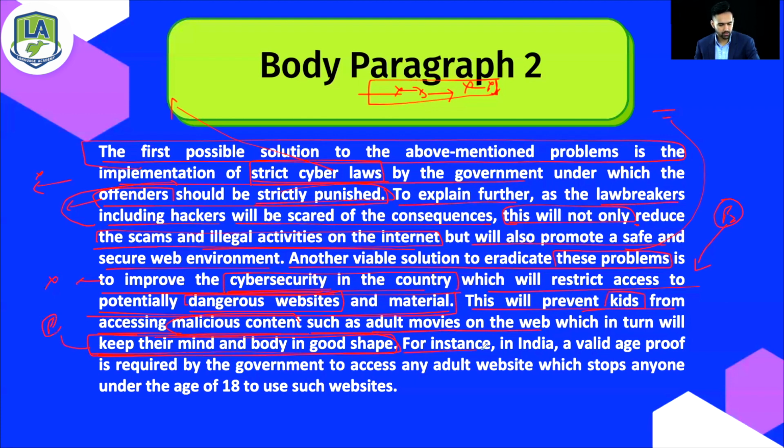Now, an example. For instance, in India, a valid age proof is required. So for your example, you don't really need to provide a logical or actual example. You can just make something relevant or related to the paragraph. For instance, in India, a valid age proof is required by the government to access any adult website, which stops anyone under the age of 18 from using such websites. So we are done over here.